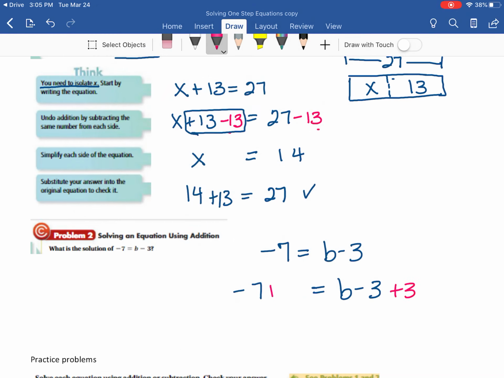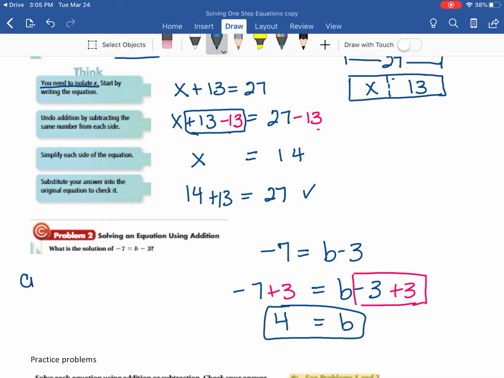So I'm going to add 3 to both sides. It's being subtracted, so I want to add it so that these two pieces are additive inverses. Okay. So negative 7 plus 3. Well, if I owe somebody $7 and I give them 3, then I'm still going to owe them 4. Okay. The 3's are zeroing out until I get b equals negative 4.